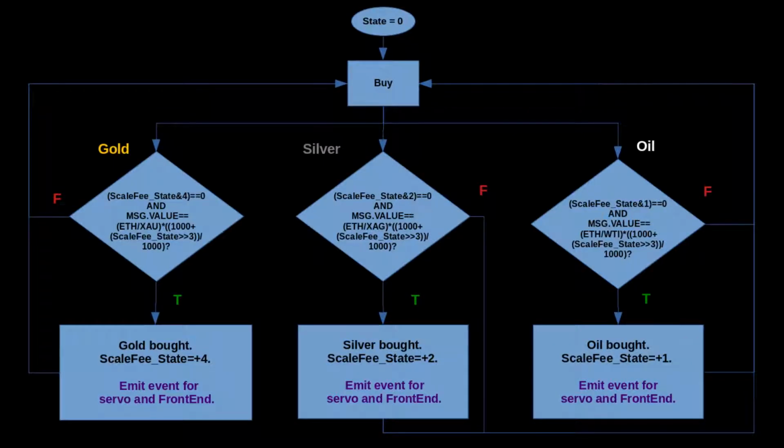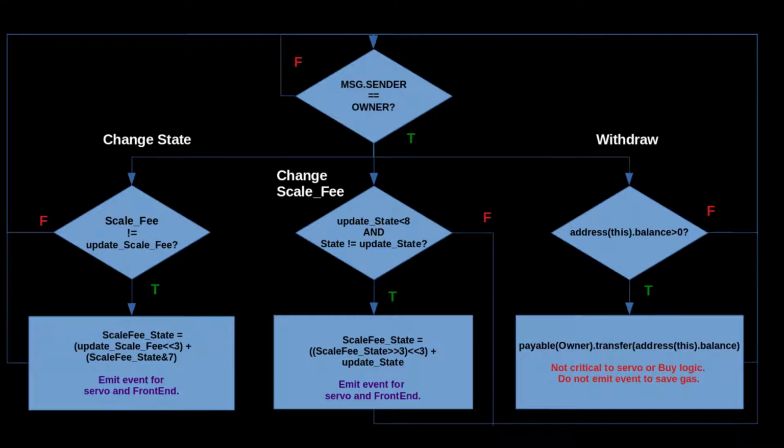If we want to buy something, we need to check if the state is sold already, with bitwise AND resulting in 0. Message.value must also match the item price after fees. If both are true, then we will update the state with add, then tell the servo the state changed with an event trigger. Admin functions work with an owner address modifier to check if the message.sender value matches the owner address that was in the constructor.